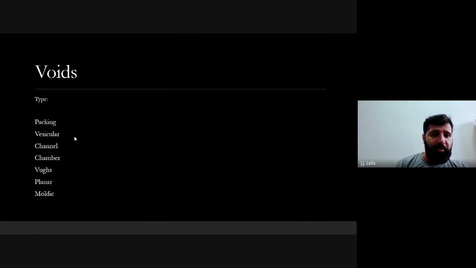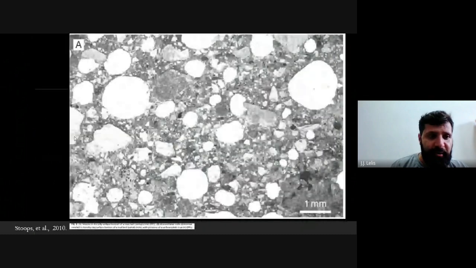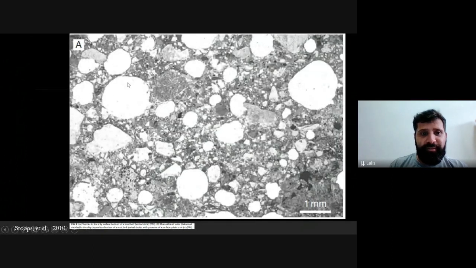The type of the voids is very important. So we should describe and identify the type of the voids. Let's start with vesicular voids. The vesicular are those circular or quite close to circular voids. They could be ovoid voids too.